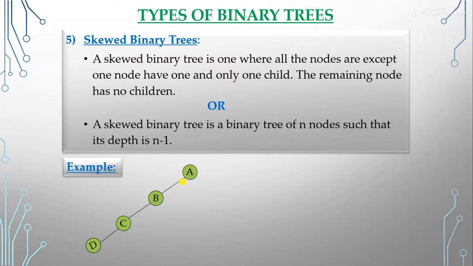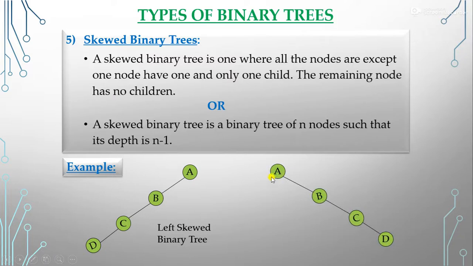Now if we look at this one, yes, this is a skewed binary tree, because we can see that every node has one and only one child except the last one. Here we have four nodes, and what is the depth? There are three edges, so its depth is 3. So this is called a left skewed binary tree.